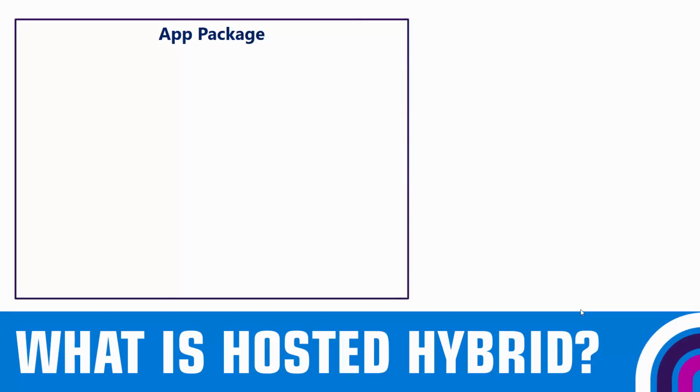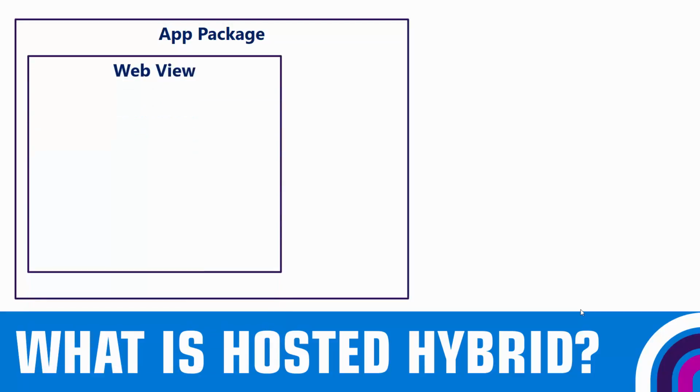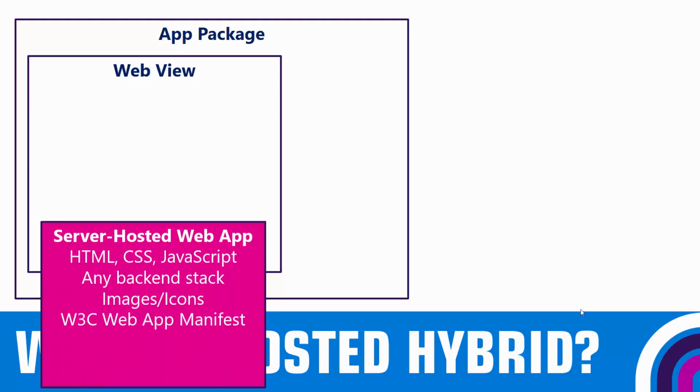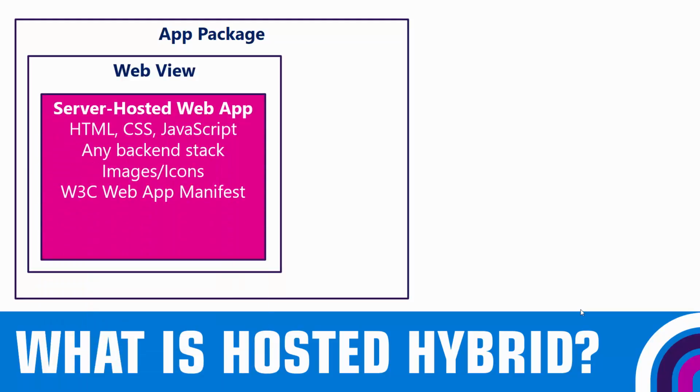So what is a hosted hybrid app? So firstly, as with any store app, you have an app package. That will contain a web view. So all of the platforms have a web view. Android has a few different web views. Inside that web view, you point it at a server-hosted web application. So some kind of URL that you could get to through a browser. This would have HTML, CSS, JavaScript. It could be any backend stack. It could be ASP.NET, Node, PHP, take your pick. Static HTML if you wanted to. It will have images and icons on there, and it will have something called a W3C web app manifest, which I'll talk to in a second.